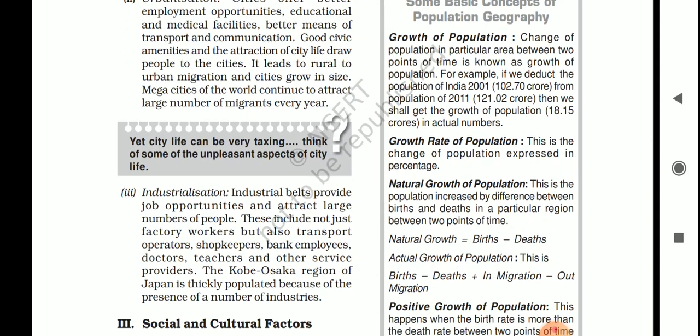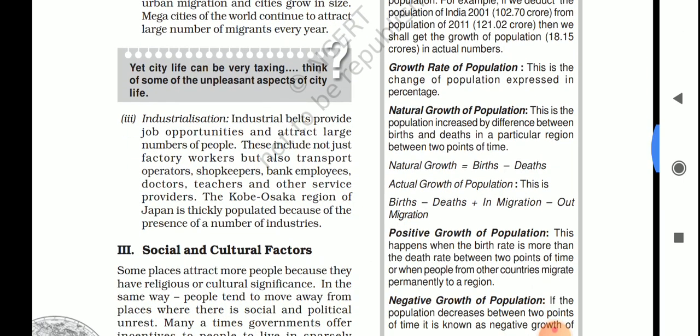Next is natural growth of population. This is the population increase by the difference between births and deaths in a particular region between 2 points of time. Right, students? So this is just the difference, how much population increases by birth and death rates in a particular region. So what is natural growth? Birth minus death. In a period of time we calculate how many births have happened, and from that we subtract the death rate.